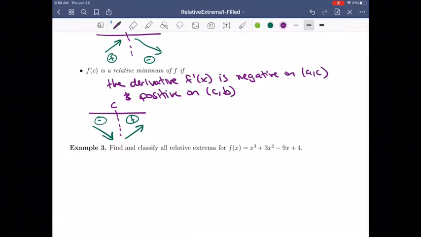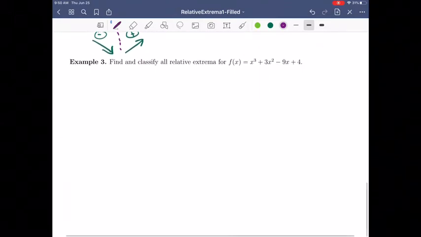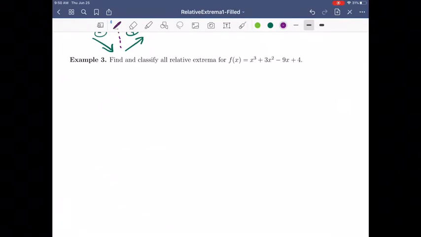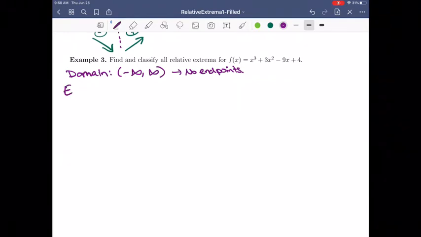Now let's just do an example. Find and classify all relative extrema for this function: x cubed plus 3x squared minus 9x plus 4. Let's first note that the domain goes from negative infinity to infinity because it's a polynomial. So there's no endpoints, so we don't have to worry about that. That means that all extrema will be at critical numbers.